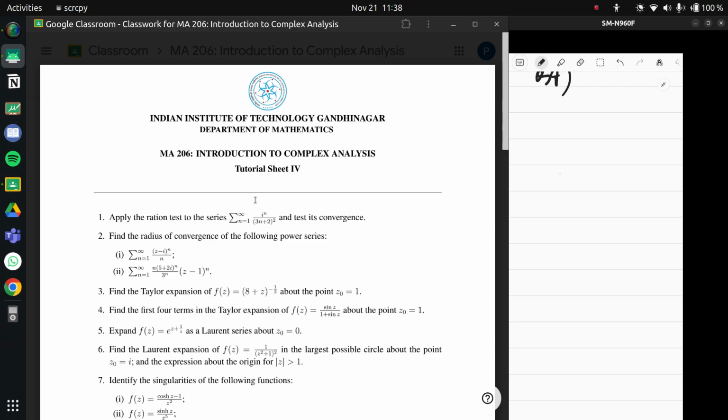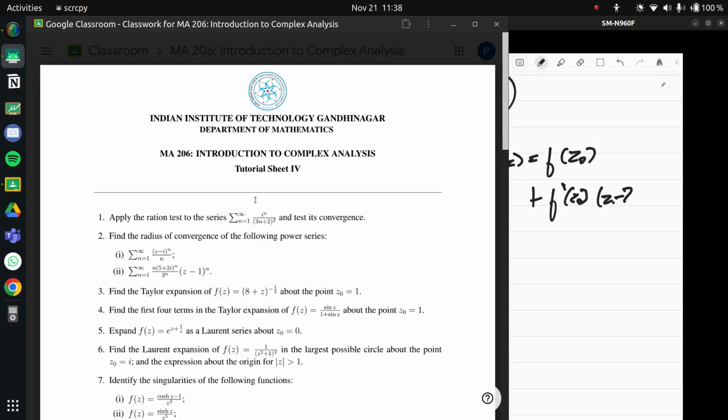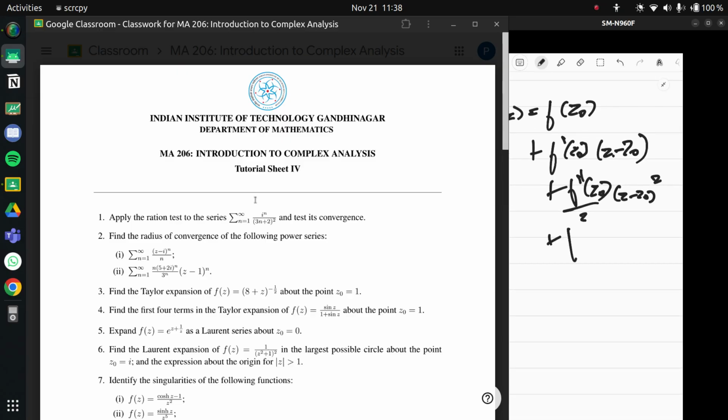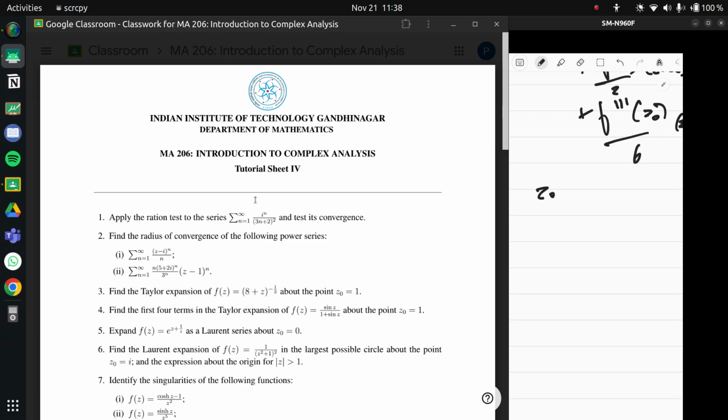So all you're going to do is write f of z is equal to f of z naught plus f dash of z naught times (z minus z naught) plus f double dash z naught over 2 factorial, which is 2 basically, times (z minus z naught) squared. And then all you really have to do is figure out f dash, f double dash, f triple dash. Okay, z naught is just equal to 1.